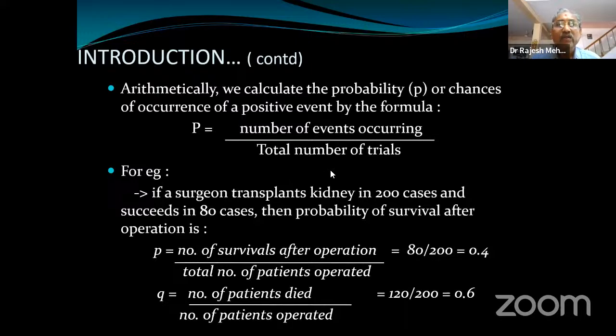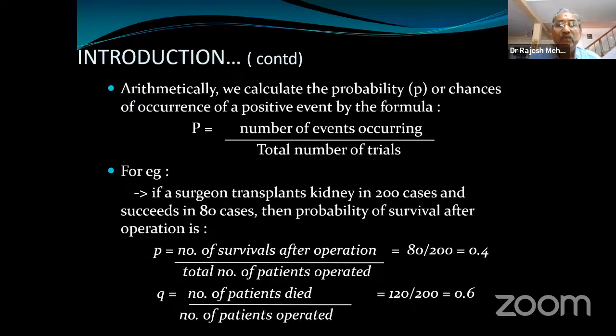Now, how do we calculate? Number of events occurring divided by total number of trials. If you are following 100 birds, out of 100 birds, there are 60 male and 40 female. Then you can say 60 upon 100. So 0.6 will be the probability of occurrence of the event, that is, occurrence of birth of a child.